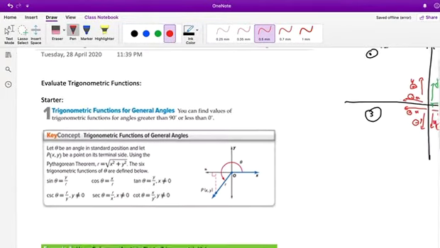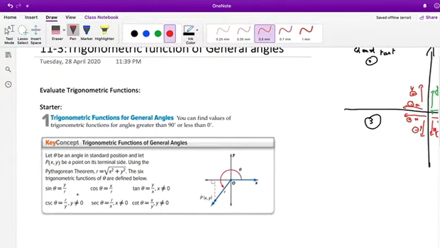What we said before: sine theta is equal to y over r, cosine theta is x over r, etc. As we said before, sine and cosine are the most important, because all the other formulas you can find depending on sine and cosine. Anyway, my point here is that r is the radical of x squared plus y squared, so it's always positive.